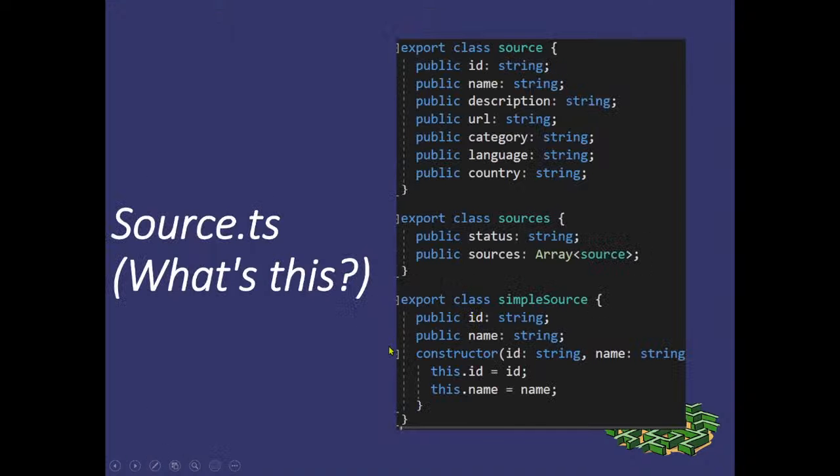So, as I said, there's this source.ts file that was included in the service. What that is, these classes here are the forms of data that can come back from the API. So first of all, we have the source. There's an ID, a name, a description, the URL to the actual article, the category it's in, the language, and the country. So all that information, that's the format it comes back in. And then this sources, which is what we're actually including, is a complete list of all those individual sources. And then simple source is something I needed at one point to make it easier to manipulate things, is all that's there for.